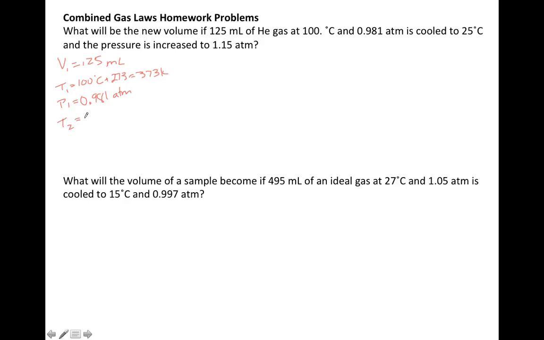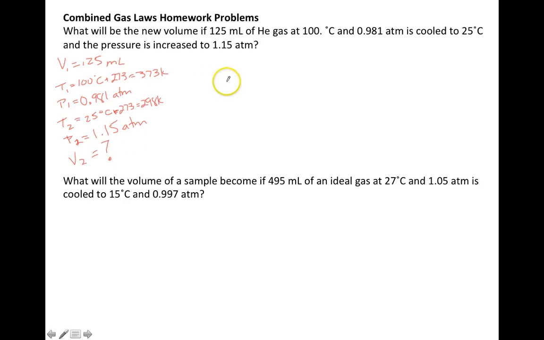And it's going to get cooled to T2. It's going to get cooled down to 25 degrees Celsius. So 25 degrees Celsius plus 273 equals 298 kelvins. Okay, and its pressure increases, so it goes up to P2, 1.15 atmospheres. And you're being asked for the new volume, so V2 is our unknown.